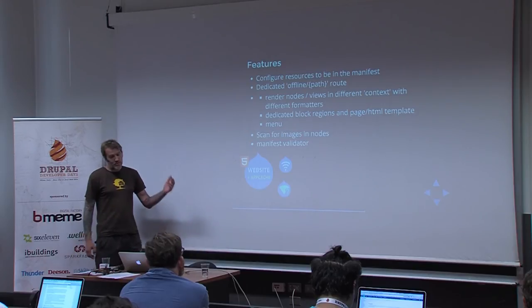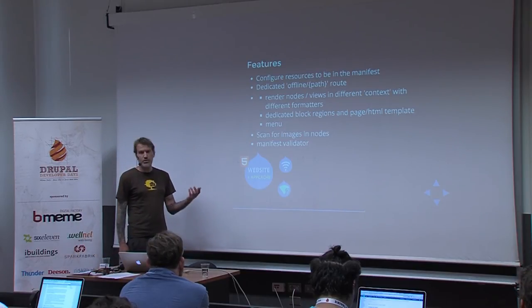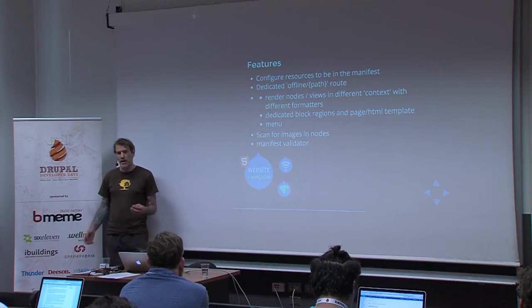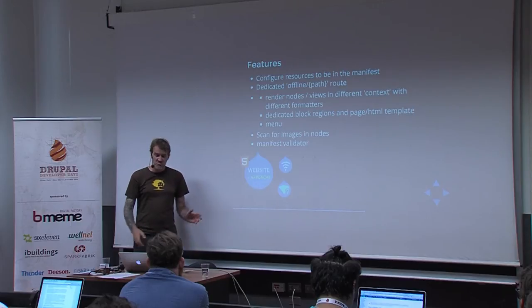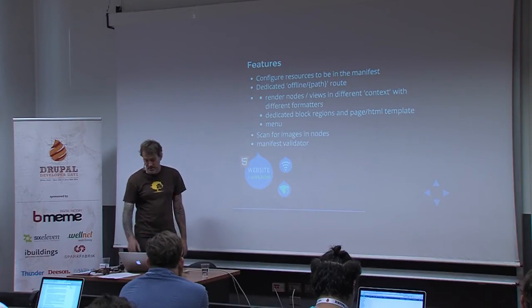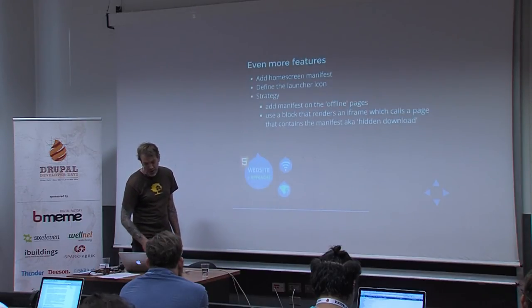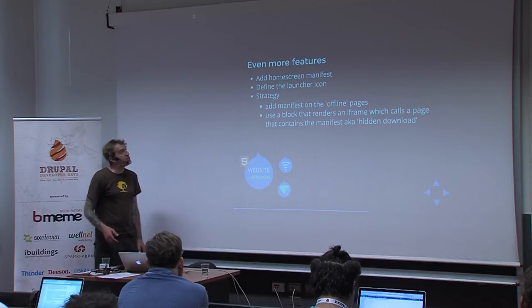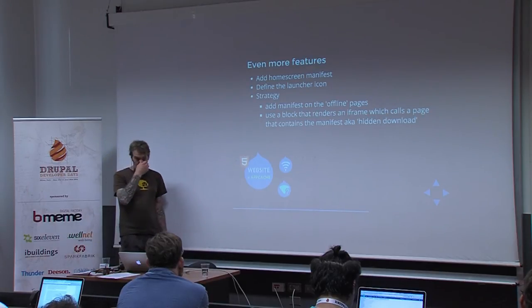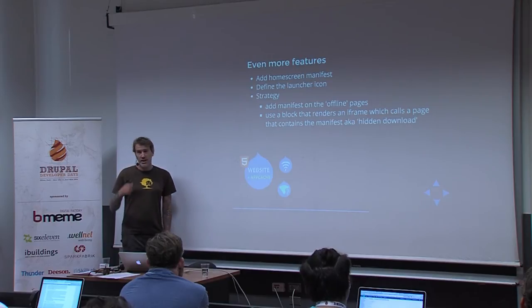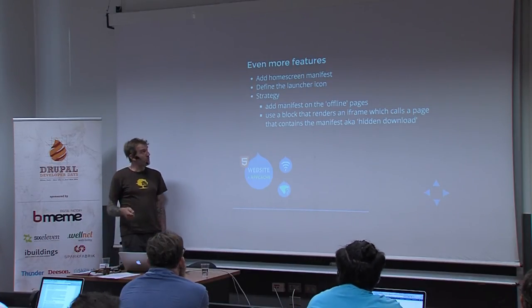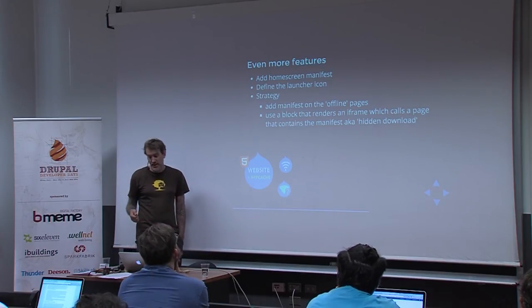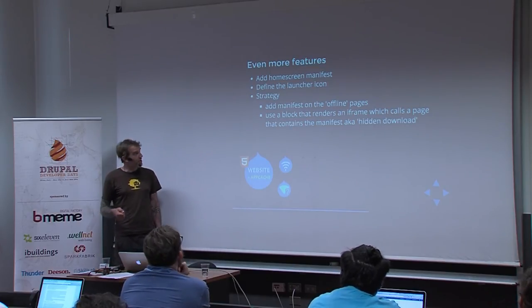And there's also a manifest validator. It calls out to a service that will check your manifest and report back if something is wrong. Usually it's hard to get something wrong. So if you just use the backend, you will be okay. It has more features that are not necessarily related to application cache, but more related to something that Mathieu will talk about. You can add a home screen manifest and a launcher icon.